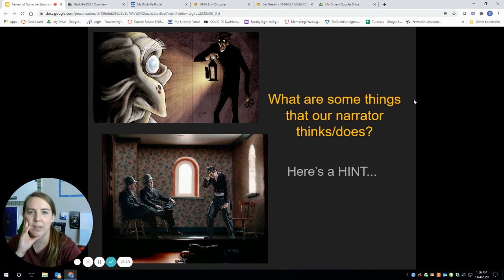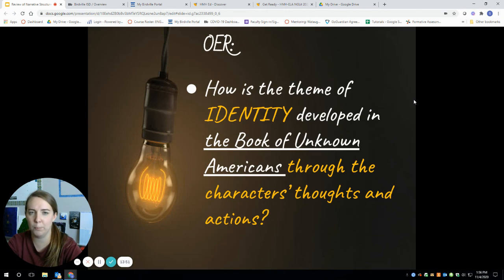Pretty cool. So after we read our book of Unknown Americans, after we read our short story tomorrow, the question I'm going to be asking you is about the theme of identity. I'm going to go ahead and give you the theme of what we're reading tomorrow. The theme is identity. How is that theme of identity actually developed in this story, The Book of Unknown Americans, through what the characters think and what the characters do? So we're going to revisit that after we read this. I want you to be looking for hints and clues of what the characters are saying, thinking, and doing that reveal that our theme is, in fact, identity in this story.